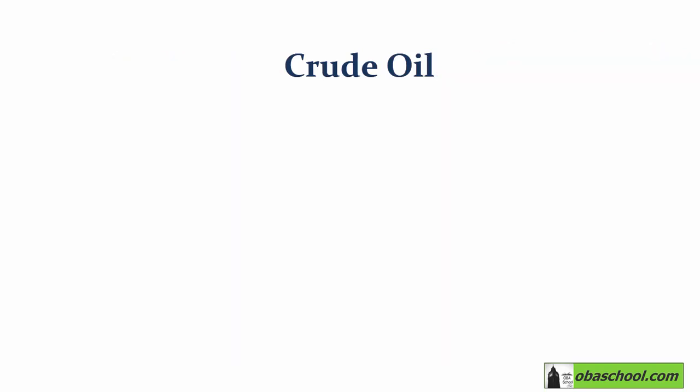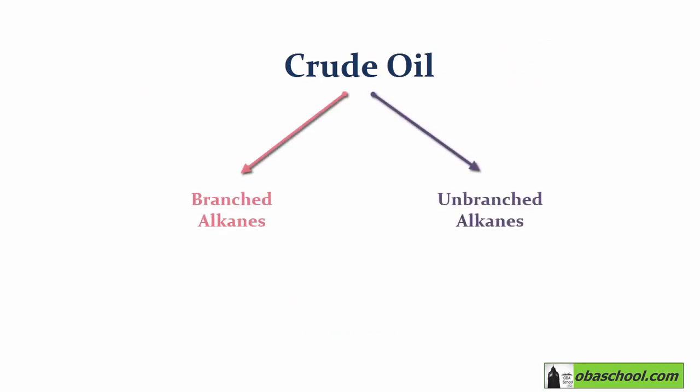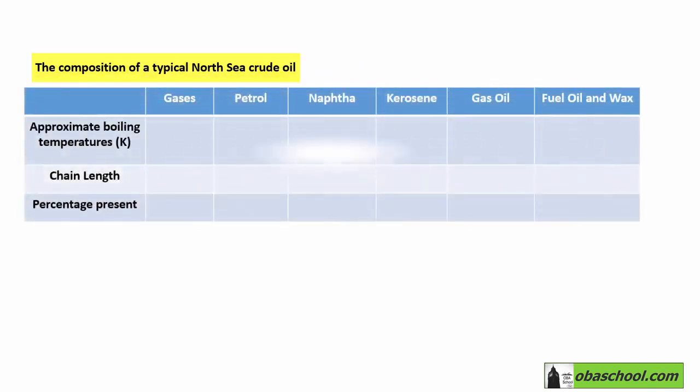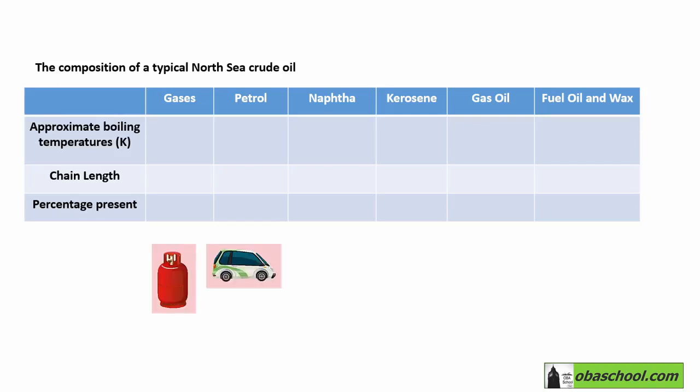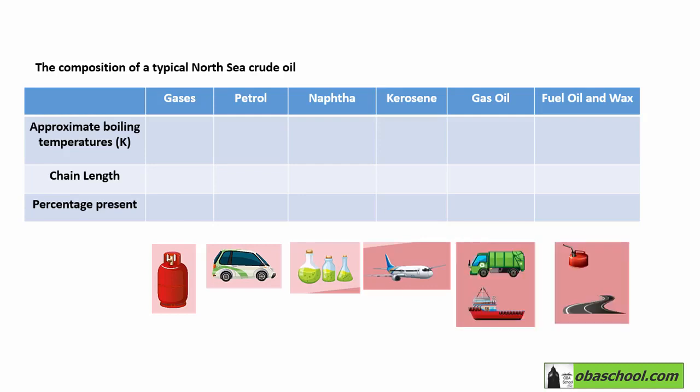Crude oil is a mixture mostly of alkanes, which may be branched and unbranched. Crude oils from different sources will have different compositions. Let's examine the composition of a typical North Sea crude oil. So in crude oil, we have gases, petrol, naphtha, kerosene, gas oil, fuel oil, and wax.